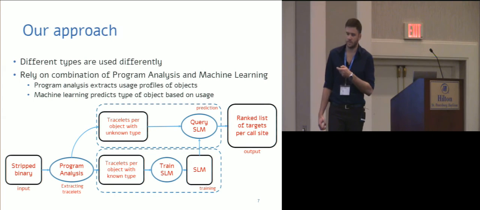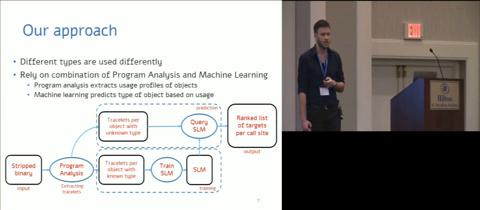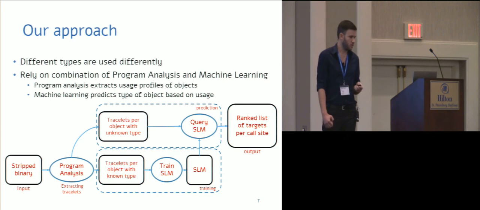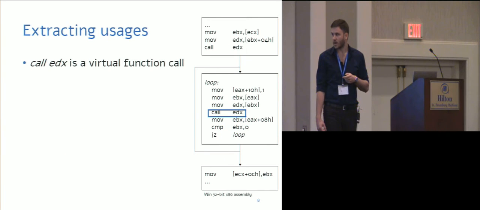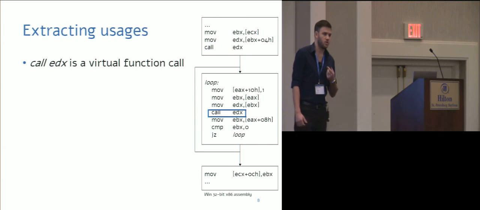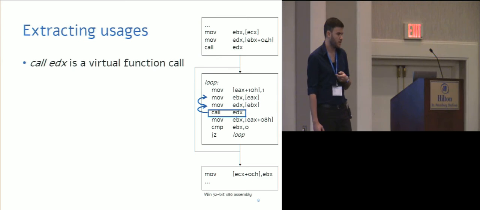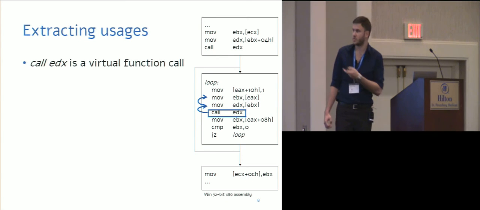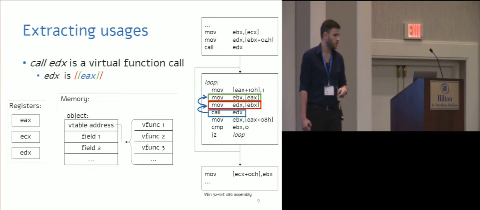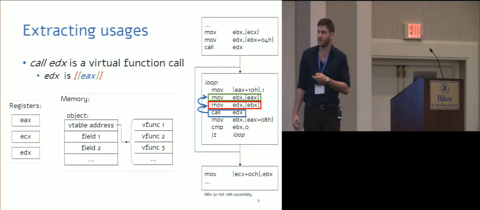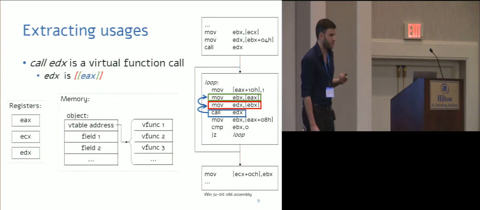But first, let me remind you a bit about virtual calls. So if we look at the assembly code on the right side of the slide, the highlighted instruction call edx, that's a virtual function call. And the target of that call is computed using the above 2 instructions. And we can use these instructions to determine that the target is represented by the expression dereference edx.